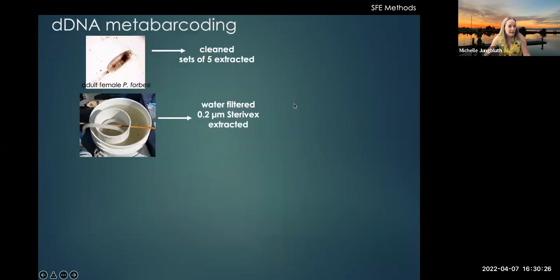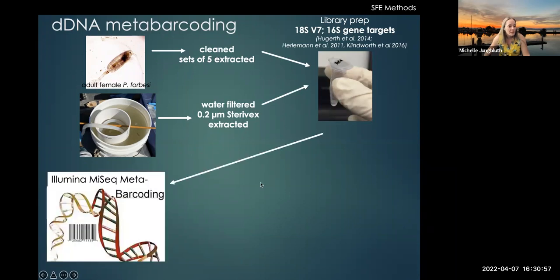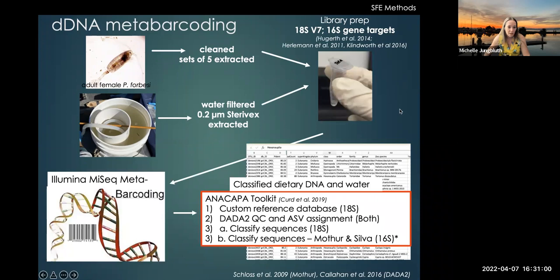DNA metabarcoding, again, defined earlier, is using it on a bigger scale for whole communities, whole assemblages of organisms. So for the procedure handling my copepods and the water samples, for the copepods, I cleaned and extracted DNA from sets of 5 of Pseudodiaptomus forbesi. And for the water samples, I filtered the water onto 0.2 micron Sterivex filters. And then for library prep, I targeted the 18S V7 region and 16S gene targets, sequenced them with Illumina barcoding. And for this study, classified them using the AnaCapa toolkit primarily, especially for the 18S.